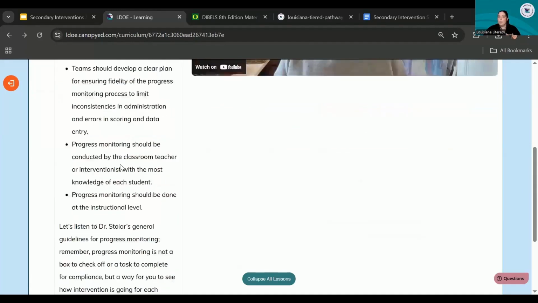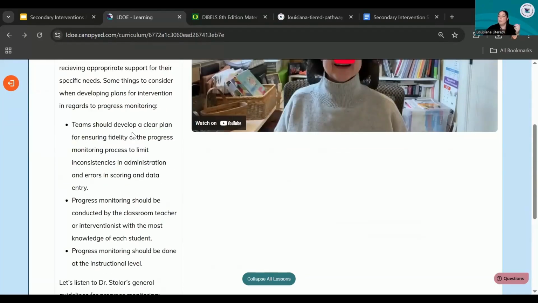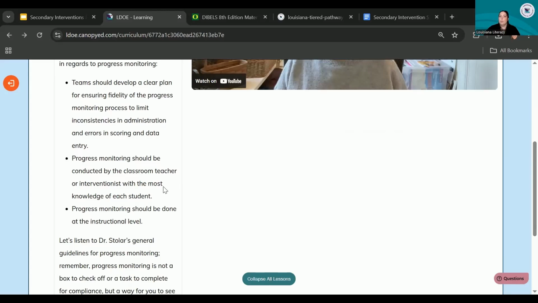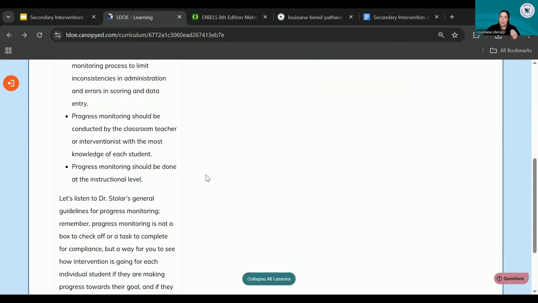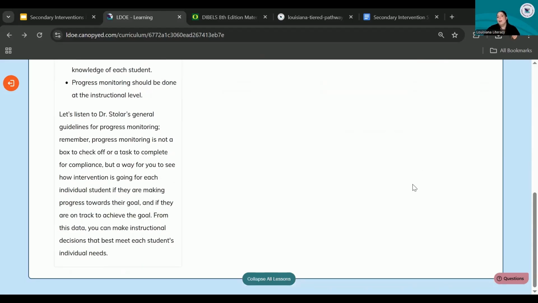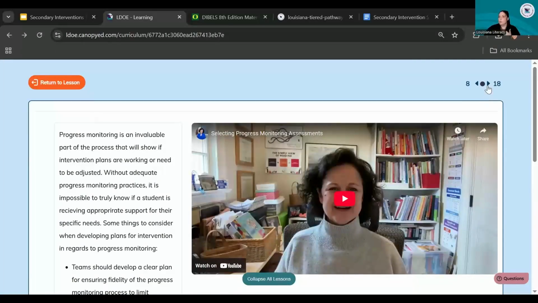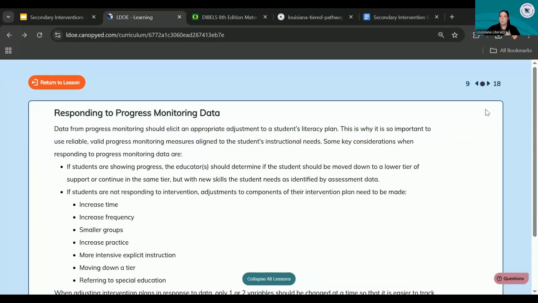So some recaps of the video, in case you don't get to go back and watch it: you should have teams on your campus that can develop a clear plan to ensure the fidelity of the progress monitoring process, to limit inconsistencies in the administration. That goes back to making sure everyone involved in this process is well trained on whatever program or sources you're using. Progress monitoring should be conducted by the classroom teacher or the interventionist with the most knowledge of that student. And it should be done, again, I said this earlier, at the instructional level. And just remember, it is not a compliance piece, just a box for us to check off. We should be using that data to decide if students need adjustments to their support or not.